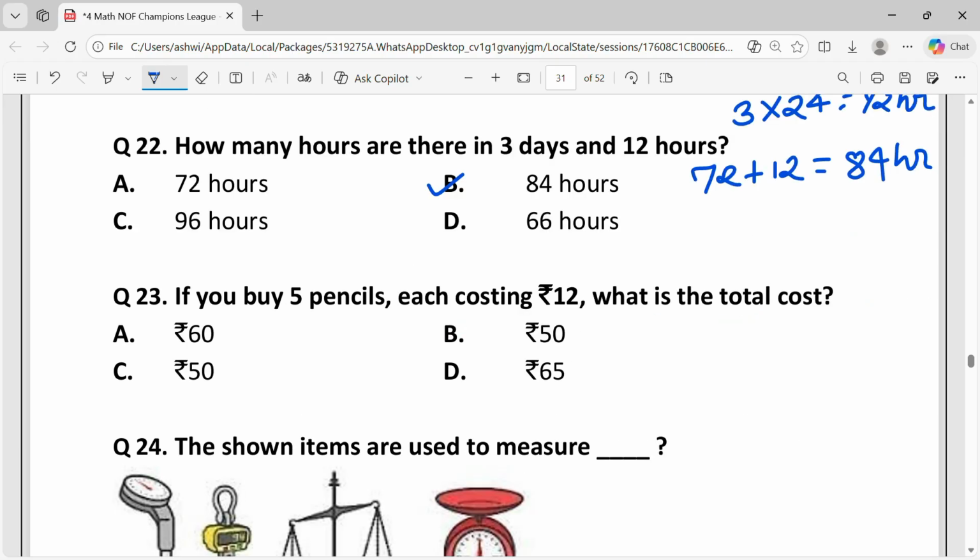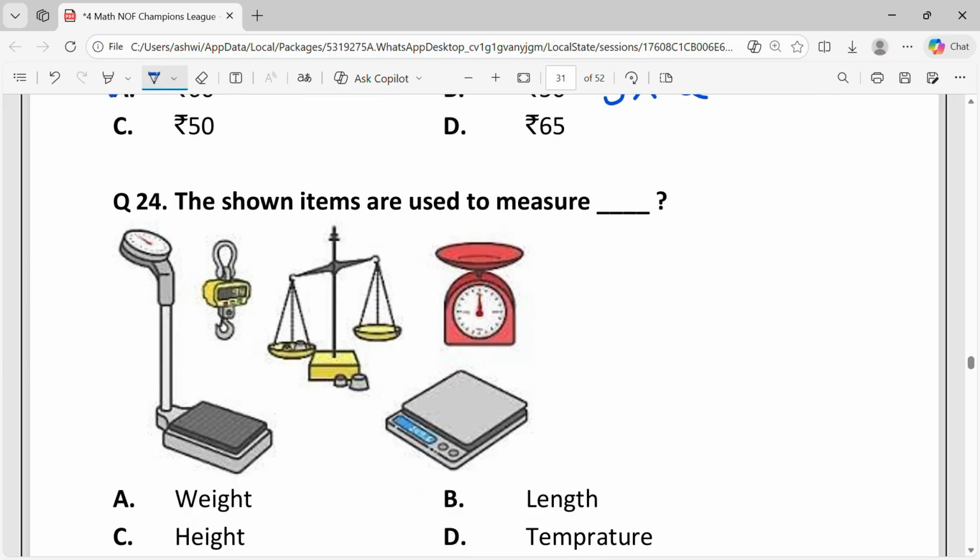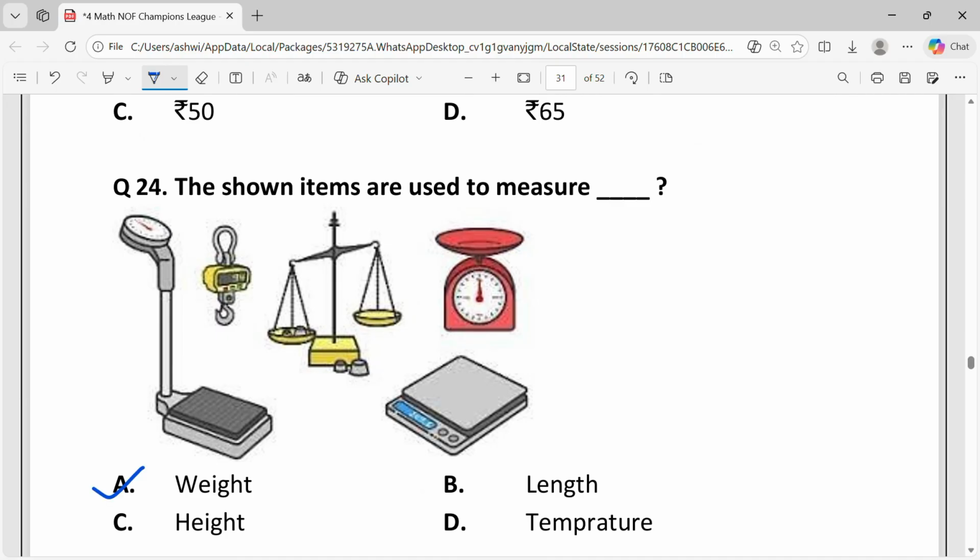Question 23. If you buy 5 pencils, each costing 12, what is the total cost? The total cost will be multiplying the number of pencils into amount of each pencil, that is equal to 16. That is option A, rupees 16. Question 24. The shown items are used to measure. The items shown are different types of weighing scale and they are used to measure weight, that is option A.